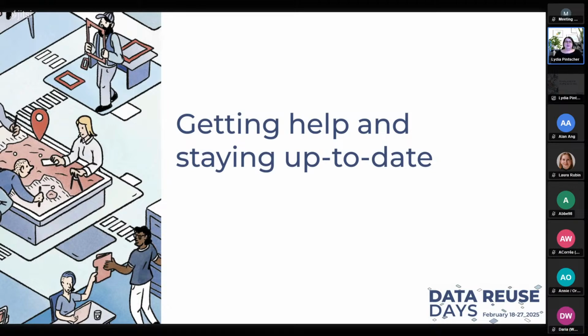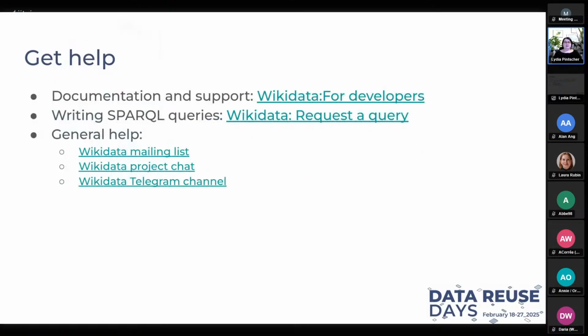Now, how do you get help if you get stuck? How do you stay up to date on all things Wikidata? There is documentation and support specifically for application developers at Wikidata:4developers, which has documentation, a support page, and more. If you need help writing a SPARQL query, that is available at Wikidata:request-a-query. And there's some general help on the Wikidata mailing list, on the project chat, or on the Wikidata Telegram chat.